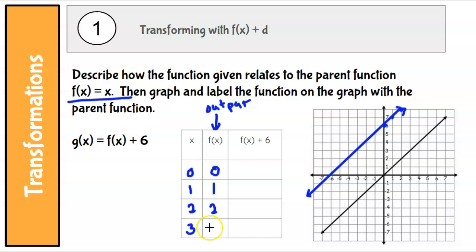The input is 3. Oh, I messed that up, didn't I? I started singing and I ruined it all. Okay, so that's what I have plotted here. 0, 0, 1, 1, 2, 2, 3, 3.